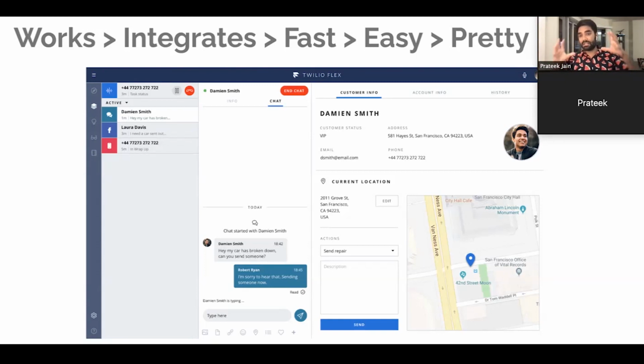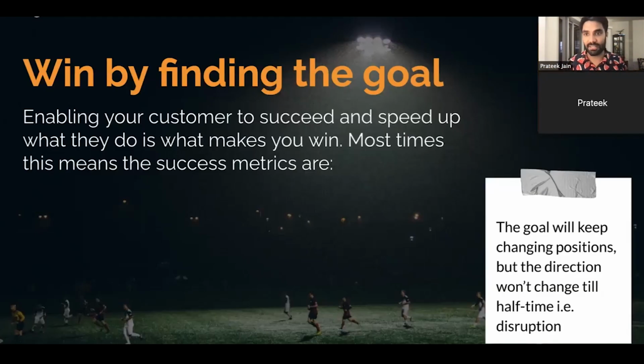So because the metrics are different, the goalpost also has to be thought of differently. You win by finding the goalpost, which means winning by finding how to make your customers most successful. Usually I found that it is by helping them speed up what they were already doing before. Now remember, the goal will keep changing, but the direction generally stays the same unless your industry gets disrupted.